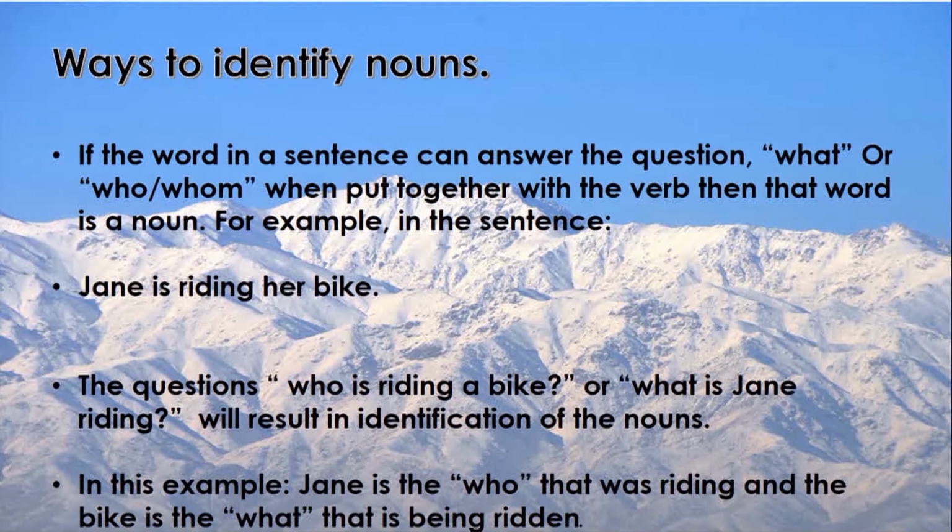So second question, what is Jane riding? In this sentence, same sentence as before, Jane is riding a bike. So bike itself would be another noun example. So in this sentence we have two nouns. We have Jane and we have bike. And the action that links them would be riding. Good.